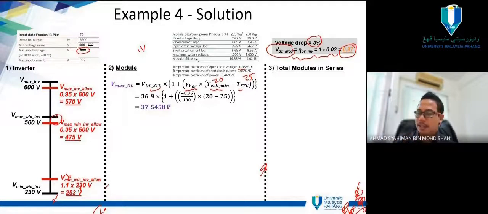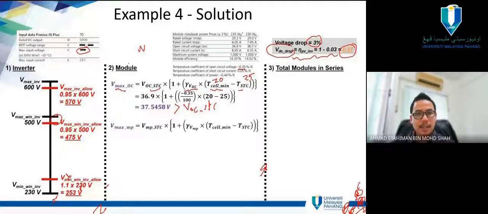Clearly here boleh nampak kan, ini memang lebih besar daripada VOC STC. Vmax mesti, kalau you punya value rendah lagi daripada tu, so silap tu. You salah dekat the symbol minus, the minus symbol, you make mistake at that place. Okay, make sure don't make mistake. And then next is Vmax MP, and then you gantilah dengan VMP this time.